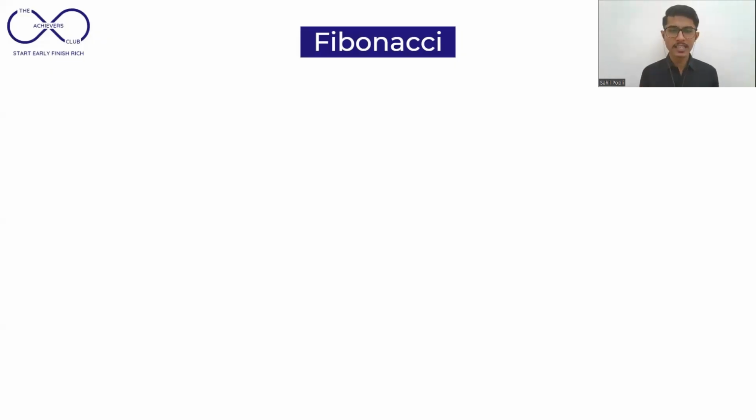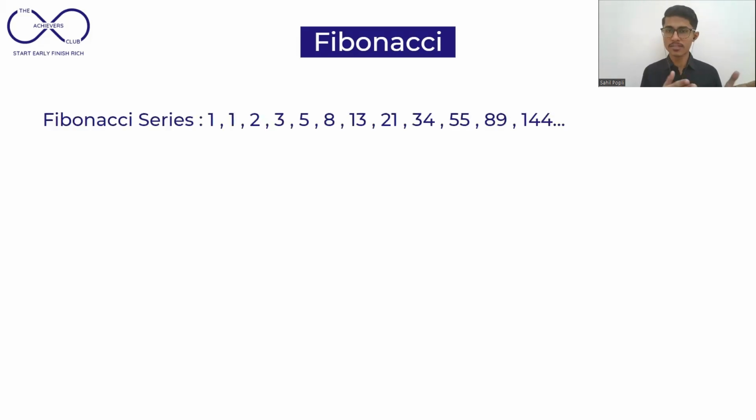As I've already mentioned, this is one of the concepts you might have heard in school or college. Even if not, in this video we are going to go through the basics of what Fibonacci and the Fibonacci series is all about. The Fibonacci series is a series of numbers formed in such a way: 1, 1, 2, 3, 5, 8, and this series is formed when you add the first two numbers. 1 plus 1 becomes 2, 1 plus 2 becomes 3, 2 plus 3 becomes 5. This is how the series is formed, and it goes up to 144 and beyond.